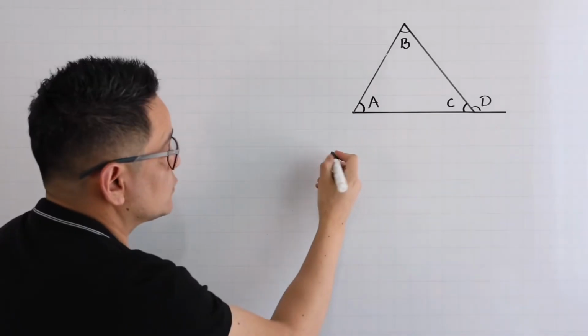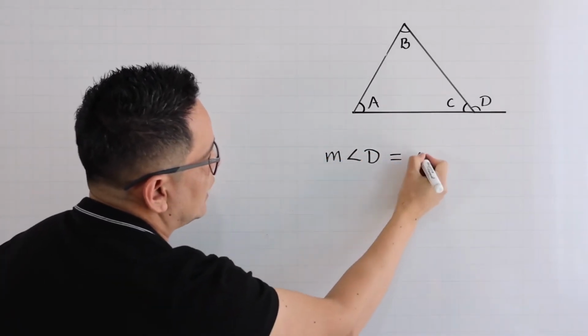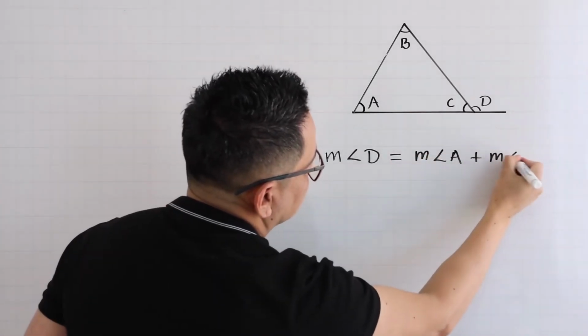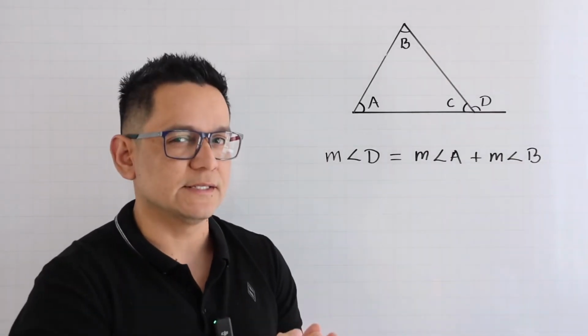Let's write that down then. We write that the measure of angle D has to be equal to the measure of angle A plus the measure of angle B. This is what the theorem says. As you can see, it's pretty simple, right?